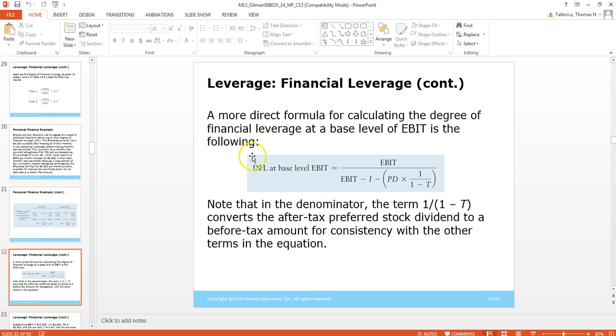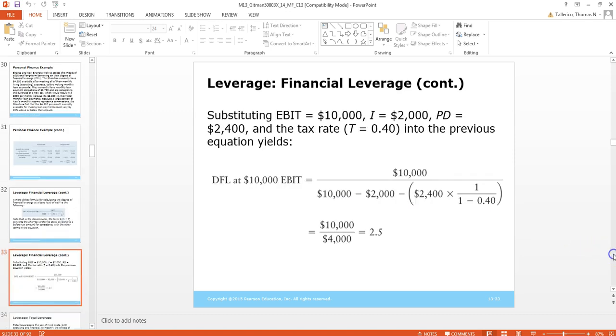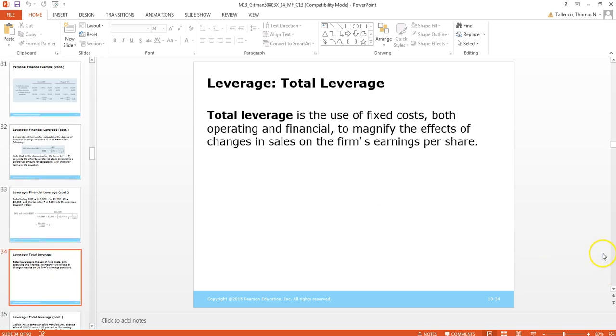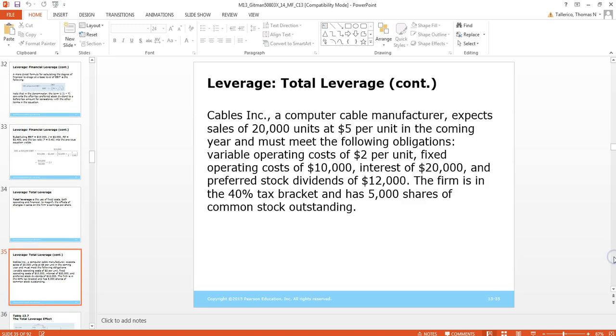Okay, so again, now here's the degree of financial leverage at base levels of EBIT, and you would put all your variables in here. Here's the preferred dividend, and here's your tax rate. So here's EBIT, and here's the interest on the debt, and you would pop stuff in there and solve. Here's a simple solution for that, and you see you get 2.5. So that's good.